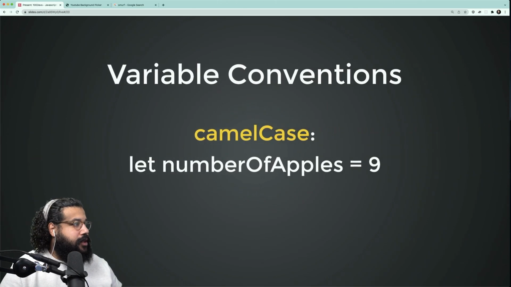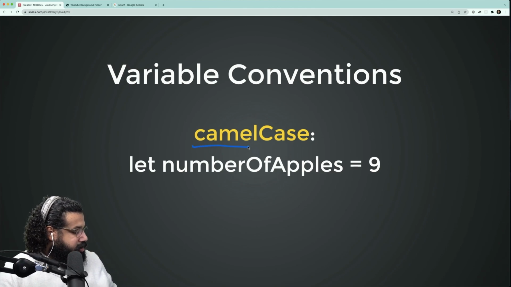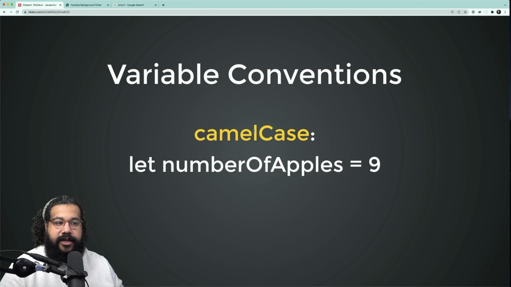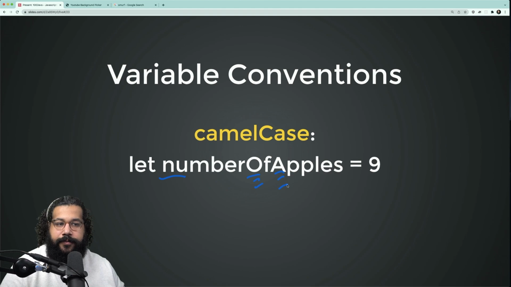All right. When you are naming your variables, you're most likely going to have to stick to a convention. The convention that I use is something called camel case. I use camel case on all of my HTML, my CSS, my JavaScript. Throughout my entire code bases, it's always camel case. And the idea is that the first word in your variable is lowercase, and then every other word is capitalized. So here you can see number of apples. Number is lowercase, of and apples is capitalized, right?